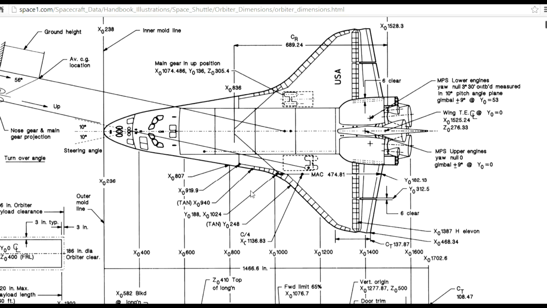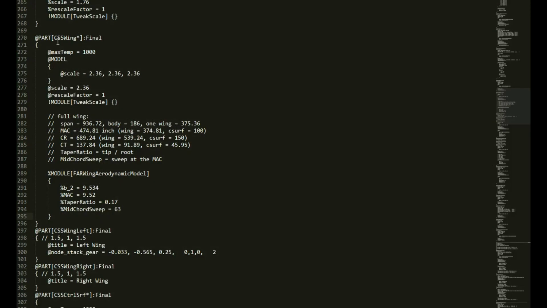Taking all of that and just converting it into meters, like the root chord here is shown as well, we can go to the actual FAR numbers and see how those are supposed to be entered. And so that brings us to here. We are looking at the CSS wings for both the left and the right hand side. In FAR, there's a special module called the Wing Aerodynamic Model that needs to be attached to wing parts. I put in some comments with the different values that we had found. Remember, we have the wing span, the mean aerodynamic chord, the root chord, and the tip chord.